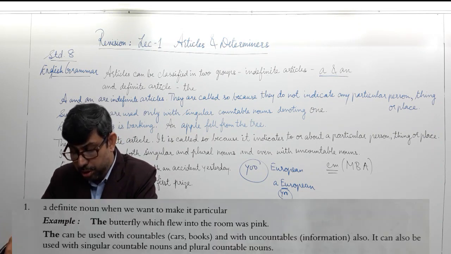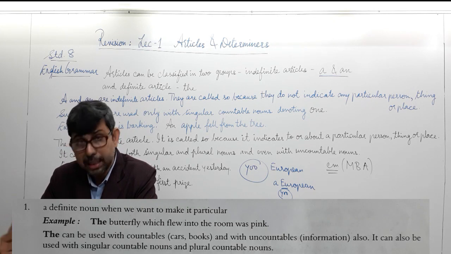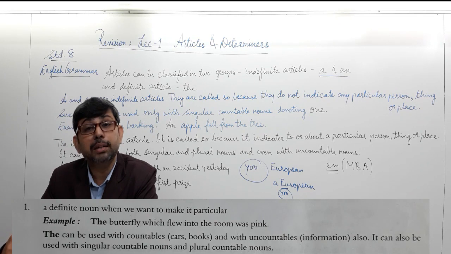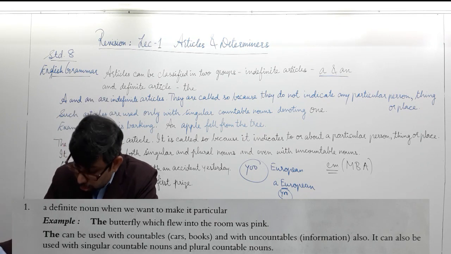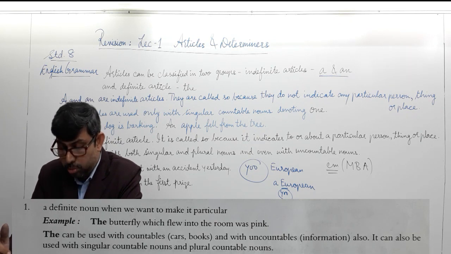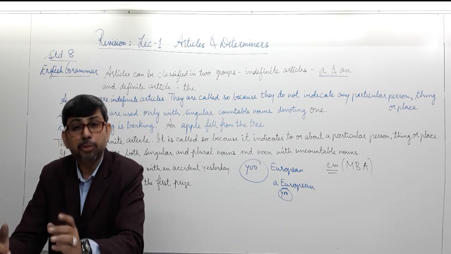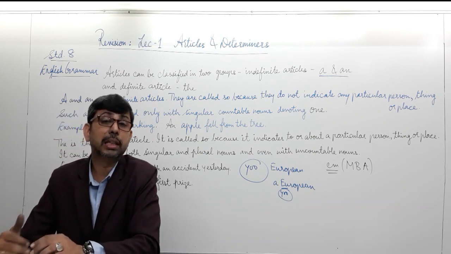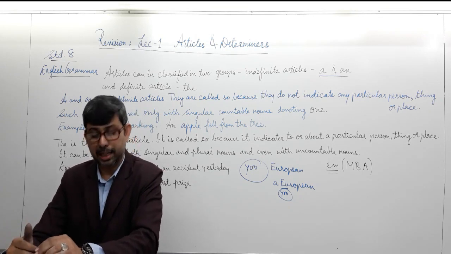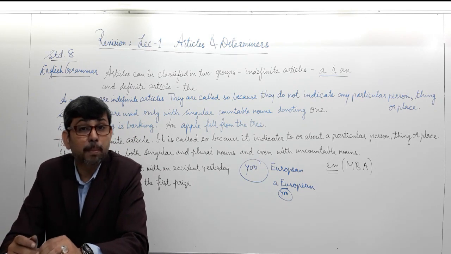The can be used with countables like cars, books, etc. and with uncountables like the word information. Also, it can be used with singular countable nouns and plural countable nouns. So this was the first usage of the definite article the. We have 11 more to understand. So be attentive and try to write the things in your notebook.